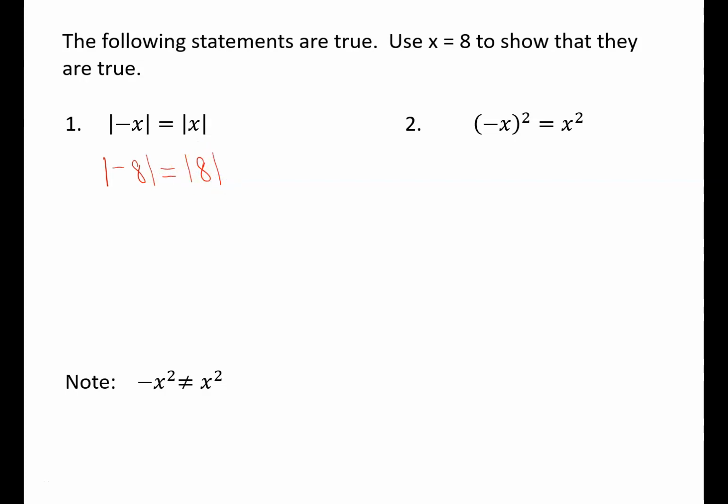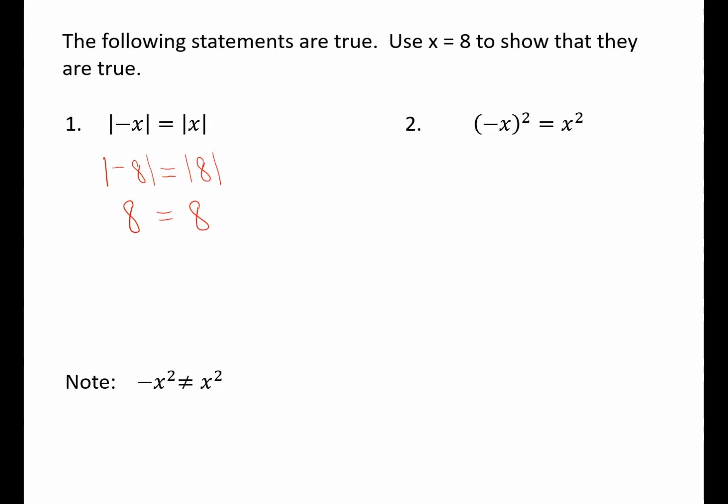Now with a number in there, we know how to take its absolute value. And absolute value is always positive. So the absolute value of negative 8 is 8. And the absolute value of positive 8 is 8. And this, of course, is a true statement, which means that this original statement with the x's in it is true. So if I ever substitute negative x inside the bars, I can simplify it to be just the absolute value of x.